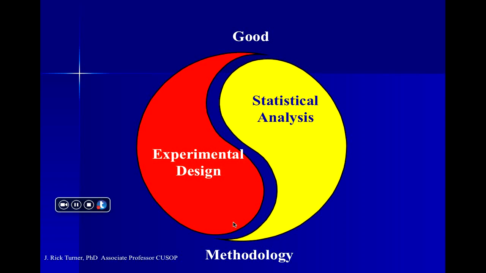Good study design is a balance of experimental design and statistical analysis. You need to have good methods for each of these in order to have a good, sound research project.